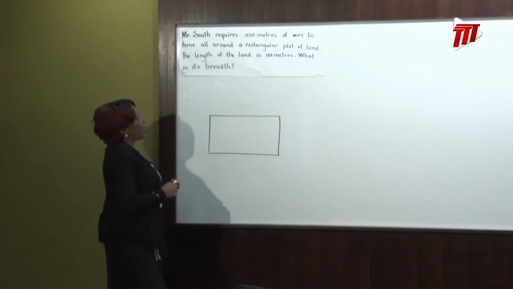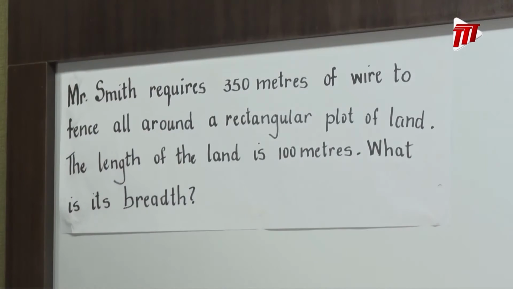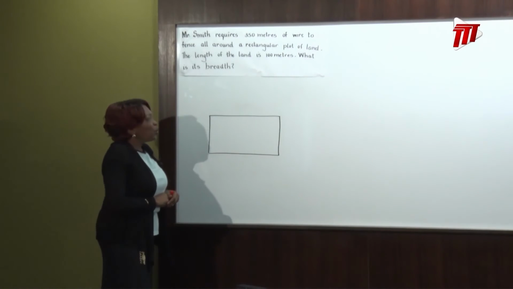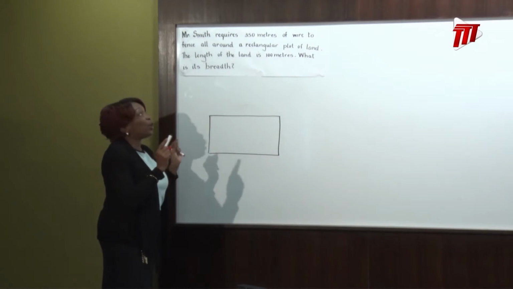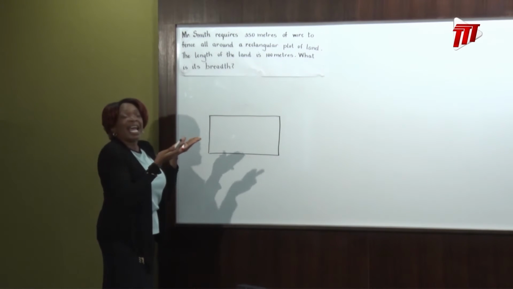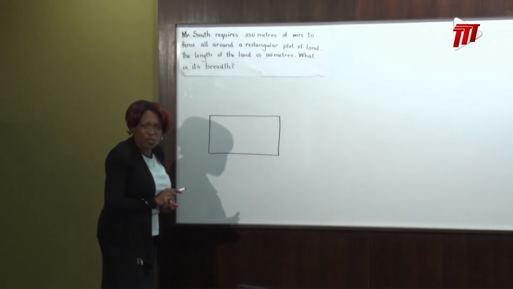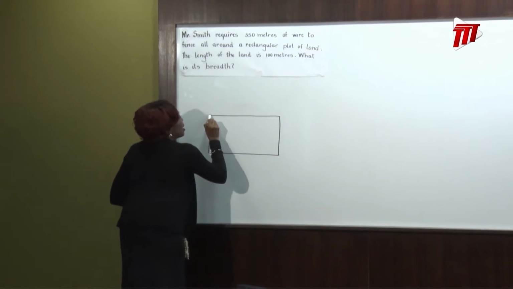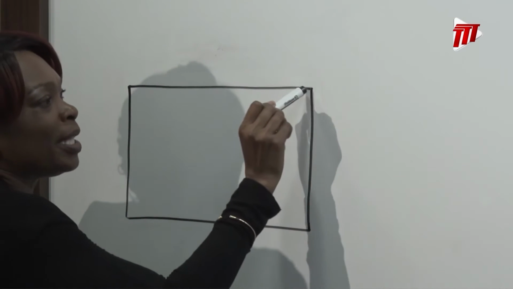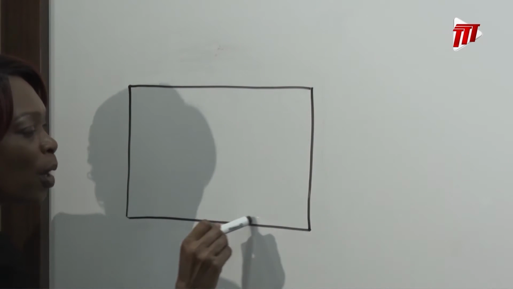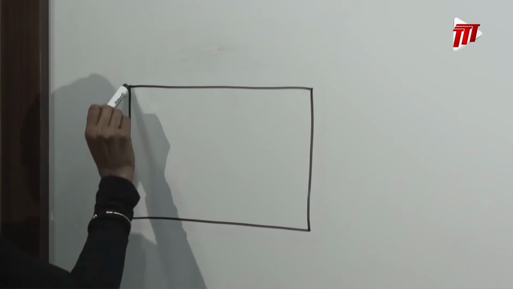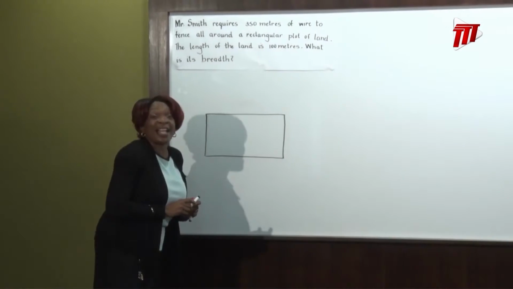All right, so let's go back to the question now. Mr. Smith requires 350 meters of wire to fence all around the plot. I already drew the plot there. So in other words, we are looking at that 350 meters as the perimeter. Are you seeing that, children? Look at me now. This is where he's going to put the fence. Are you seeing it? All around. Remember, that's perimeter. This is where he's going to put that fence. And that is equal to what?